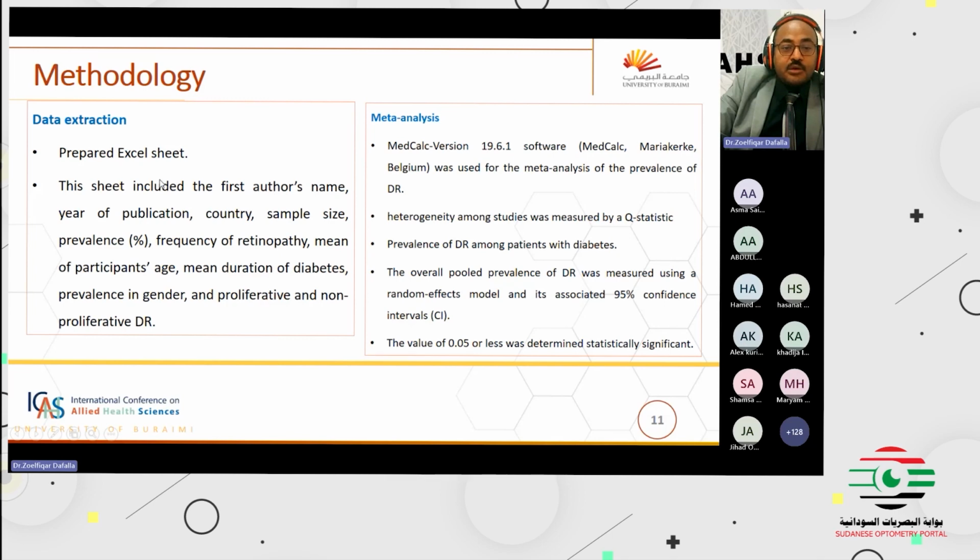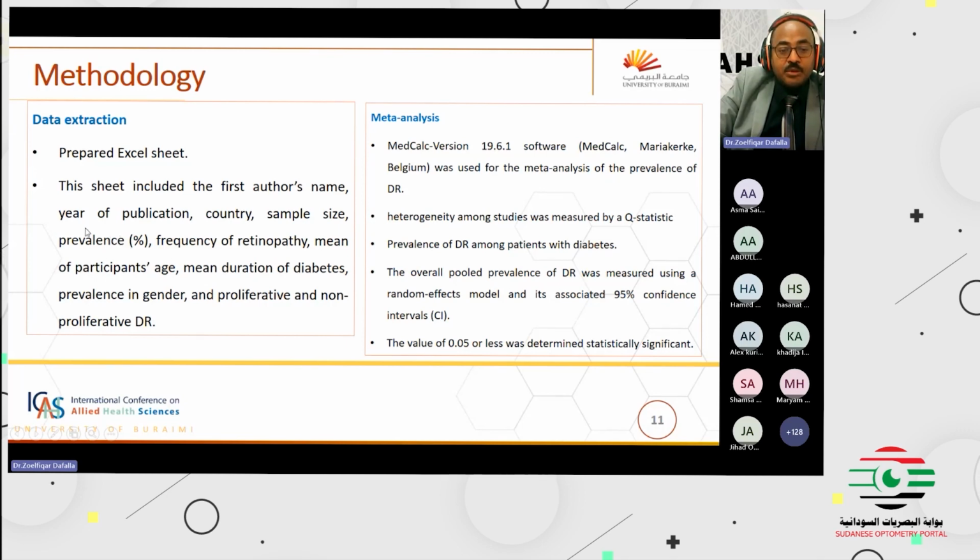For extraction of our data, we prepared an Excel sheet. This Excel sheet includes the columns of the data we need, starting from the name of the authors, the year, the country, the sample size, and prevalence. I mean here the prevalence which was enumerated or detected by the researchers, not by us, because again, we will do a meta-analysis to see the prevalence and the proportion.